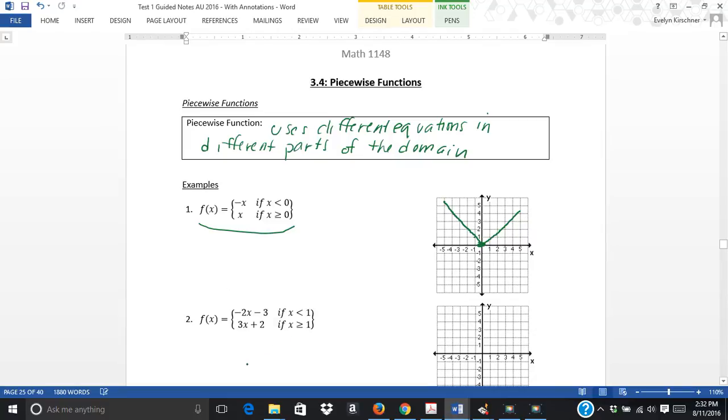Let's look at this function here. It says f of x is negative 2x minus 3 if x is less than 1, and 3x plus 2 if x is greater than or equal to 1. So let's look and see what it is at 1. I have negative 2 times 1 minus 3. That's negative 5. So when x is 1, it's negative 5, and it's going down.